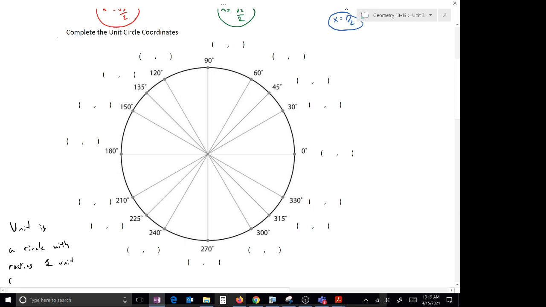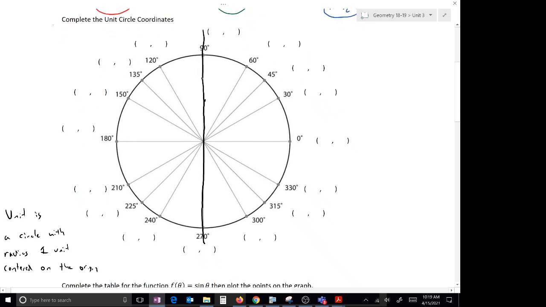And it's centered on the origin. So in other words, if we drew our coordinate grid lines, our circle would be centered right where the x and y axis cross.